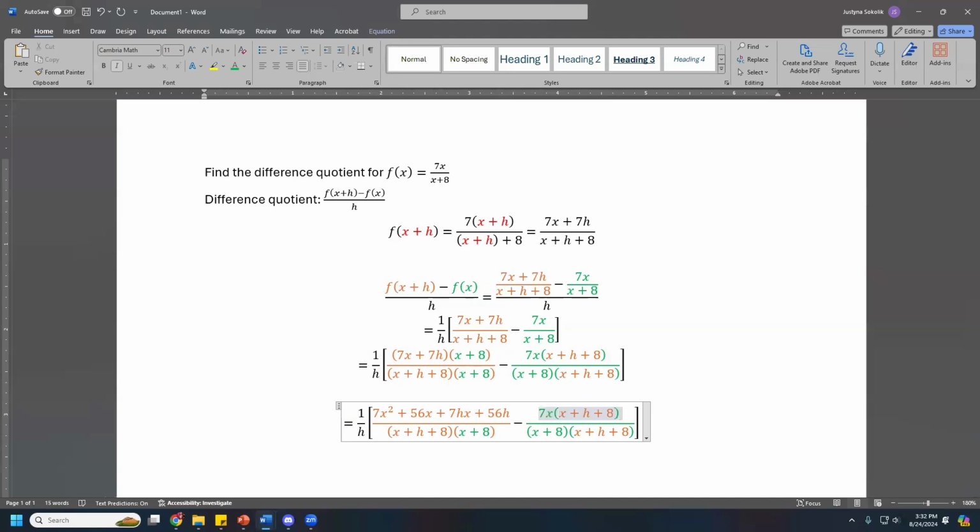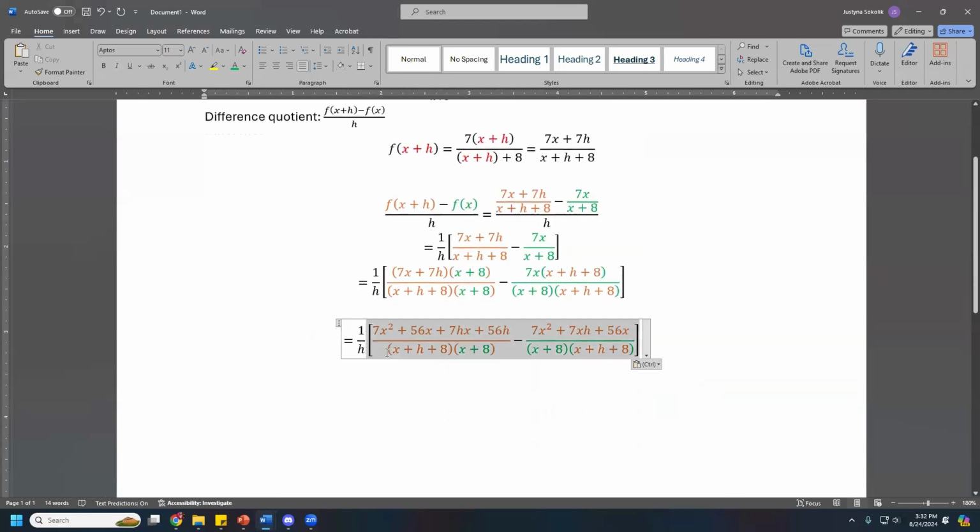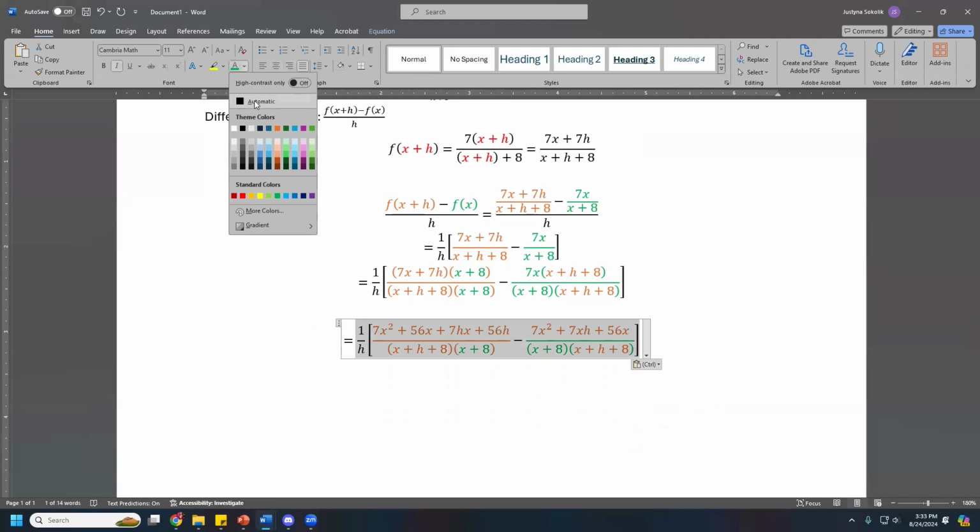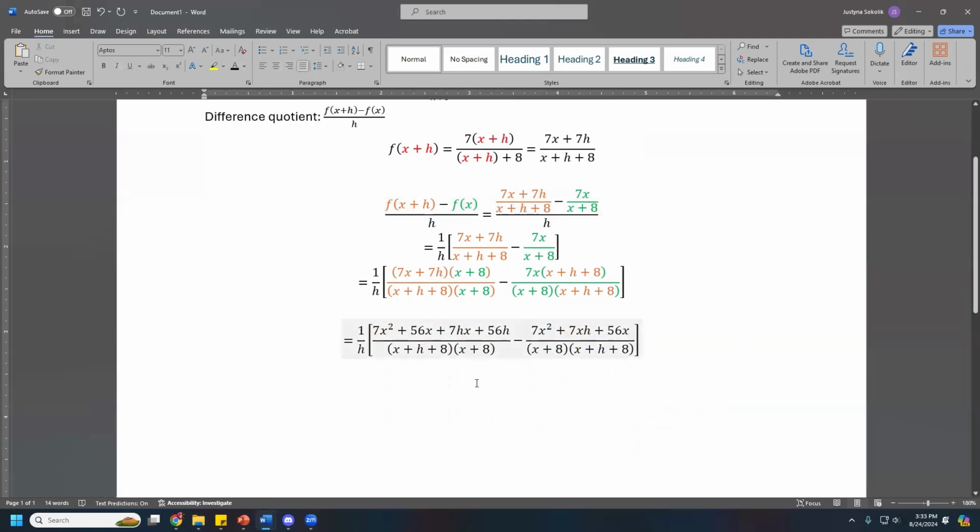So this one's going to become 7x squared plus 7xh plus 56x. And I don't need this anymore. Okay, at this point, I'm going to get rid of the color coding because it's no longer helpful. So this is what we've got. I'm going to also recolor code this in just a second. So this is me multiplying together the tops.